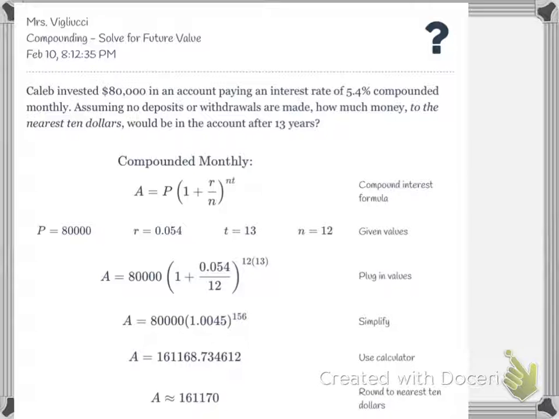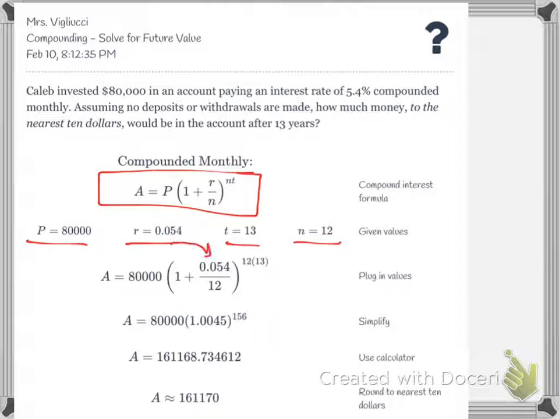So we learned about compound interest. So here's your formula. Write it down so you have it. What you're going to want to do is pick out your P, your R, your T, and your N every single time, and you're plugging that into your formula. So here's your R. Remember, you have to move the decimal over twice. And then your N is the number of times it's been compounded.